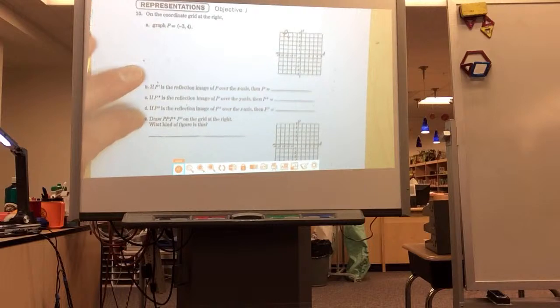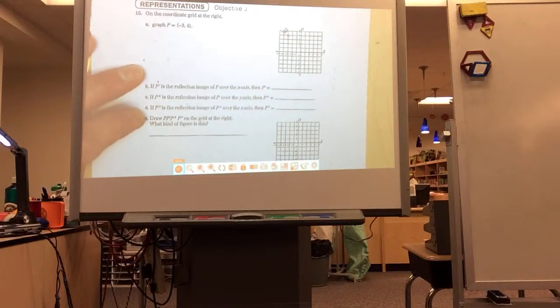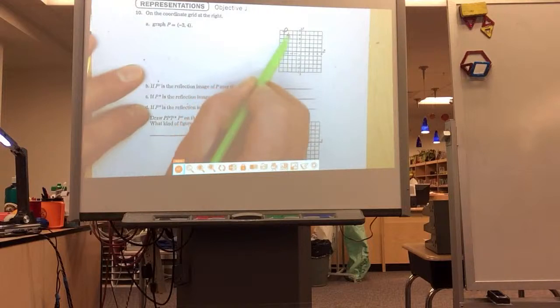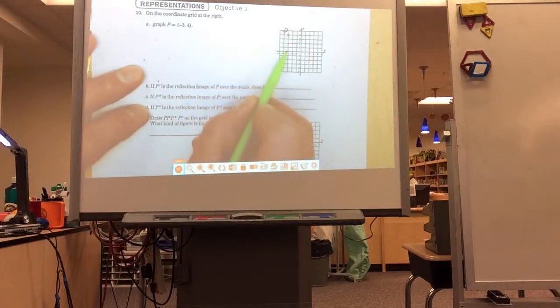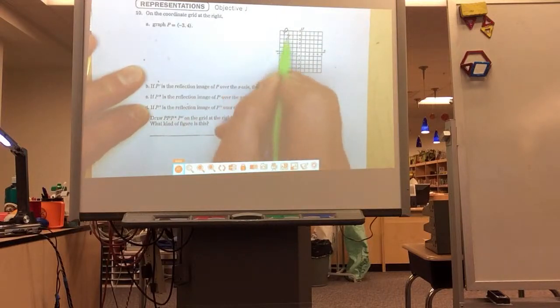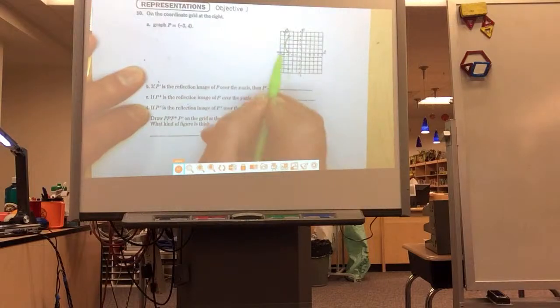And then if P prime is the reflection image of P over the x-axis, which direction will this move? Down. And how far below the x-axis should it go? 4 units. This distance has to equal this distance. So there's P prime.